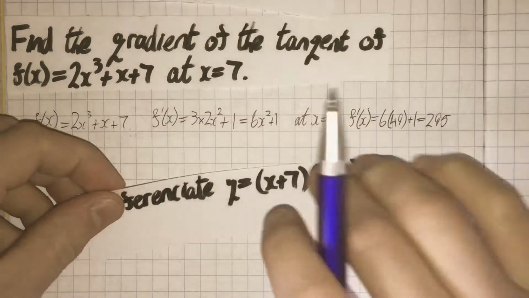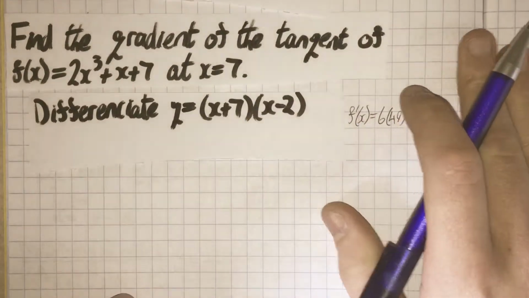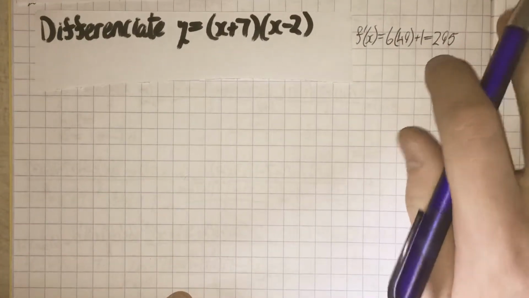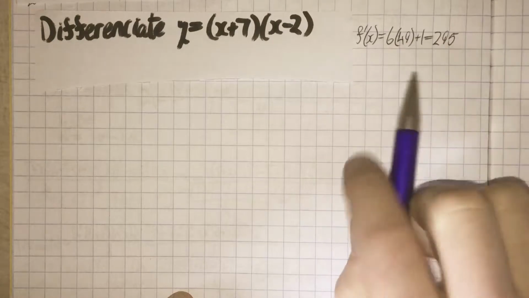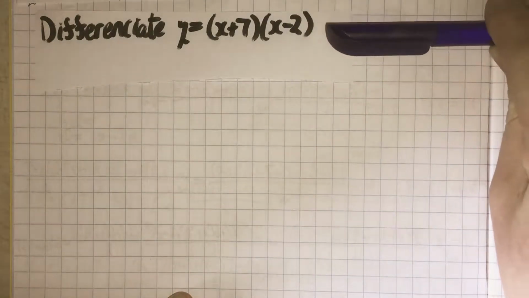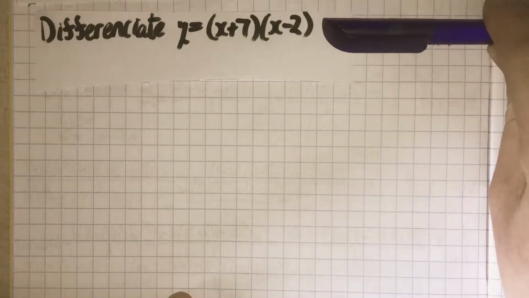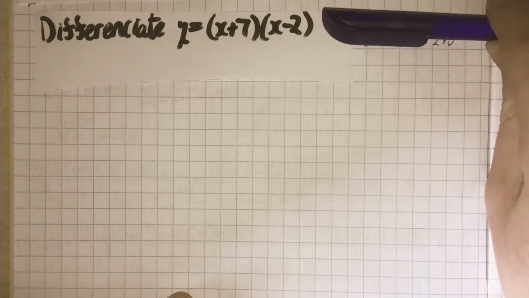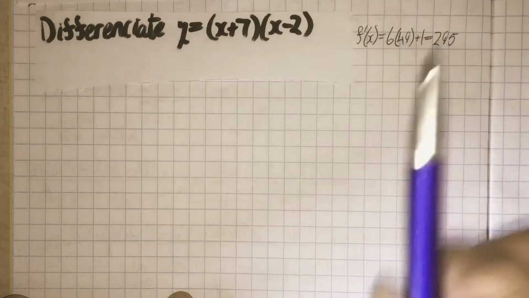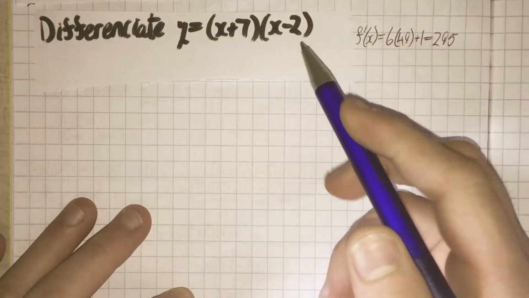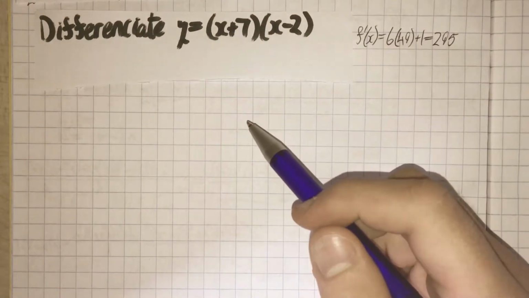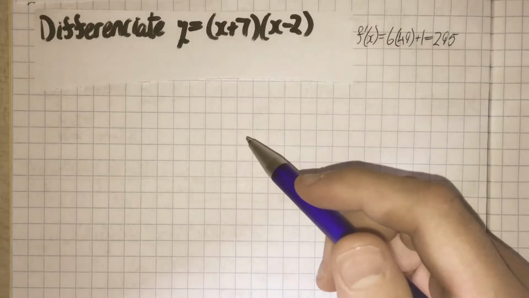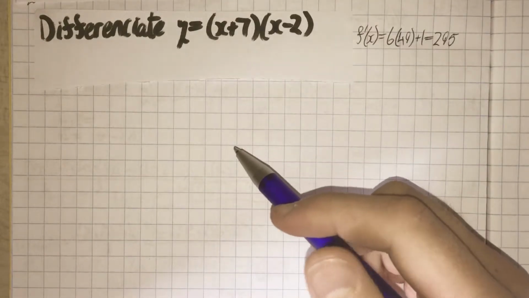So let's have a look at our next example. This is seeming not too hard, isn't it? Hopefully. We have to differentiate y equals x plus 7 times x minus 2. So if you'd like to have a crack at it, pause now and do. And if not, well, I'm going to go through it right now.